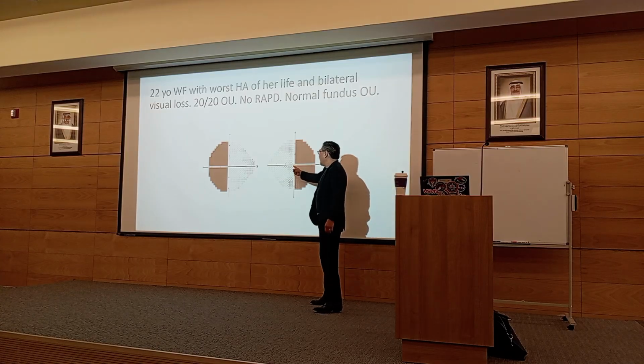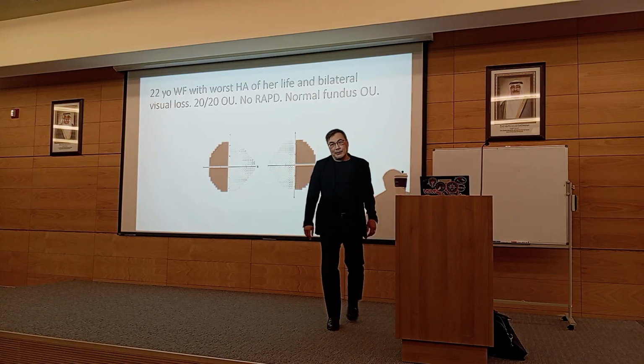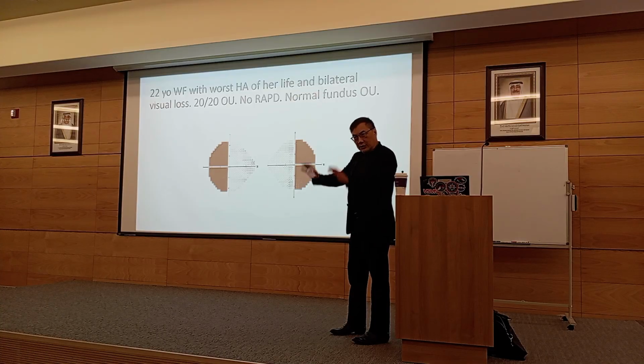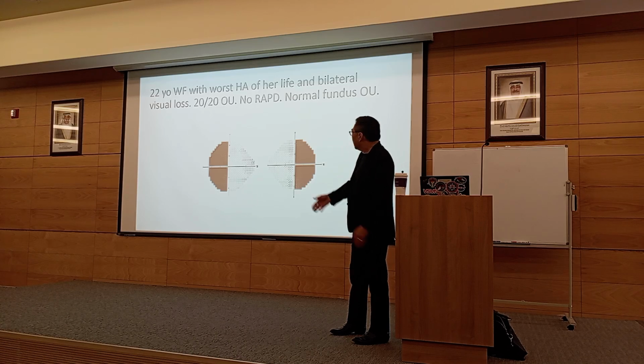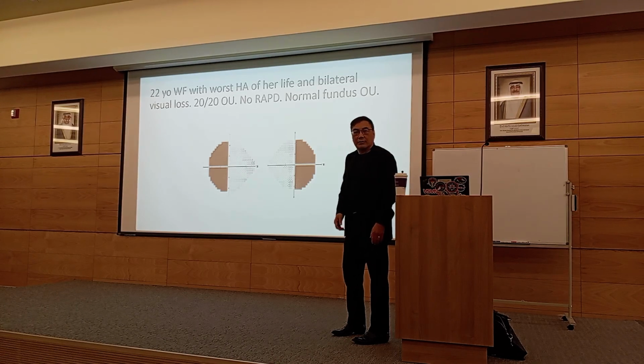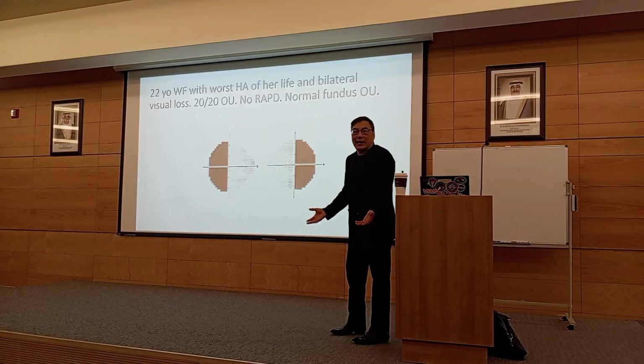Because this half of your macula can still see 20/20. It doesn't matter that this side is missing. That side's still 20/20. How come there's no RAPD? It's symmetric loss, bilateral. No RAPD. It's bilateral vision loss. And how come the fundus is normal? It just happened today. It's apoplexy. There's no time for that to cause optic atrophy. Yes?